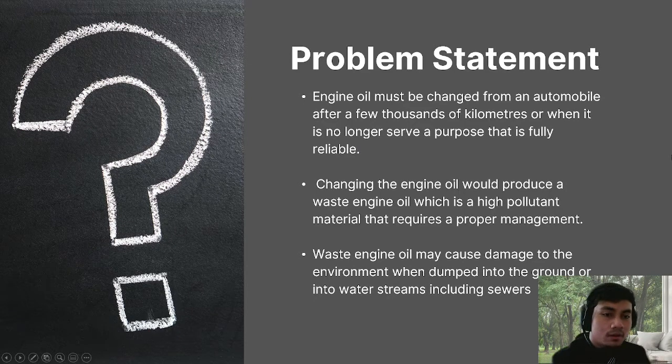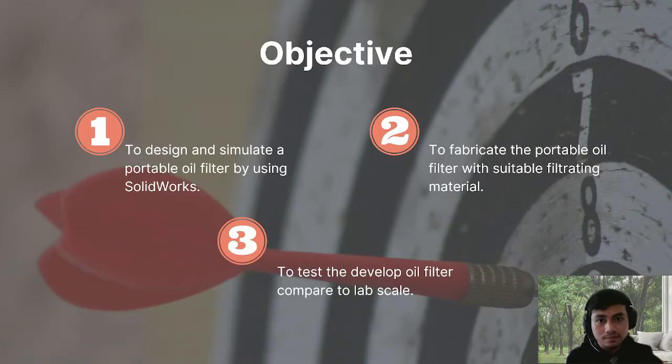The problem statement of this project is that the engine oil must be changed in an automobile after a few thousand kilometers or when it no longer serves a purpose that is fully reliable. Next, changing the engine oil produces waste engine oil, which is a high pollutant material that requires proper management. And lastly, waste engine oil may cause damage to the environment when dumped into the ground or into the water stream, including sewers.